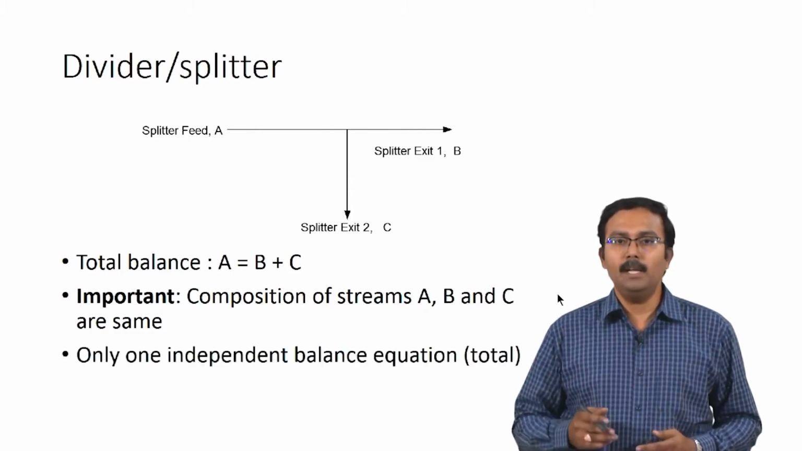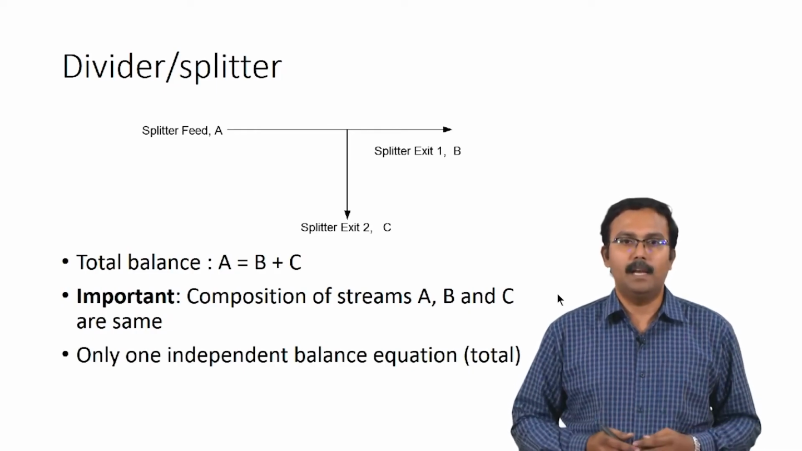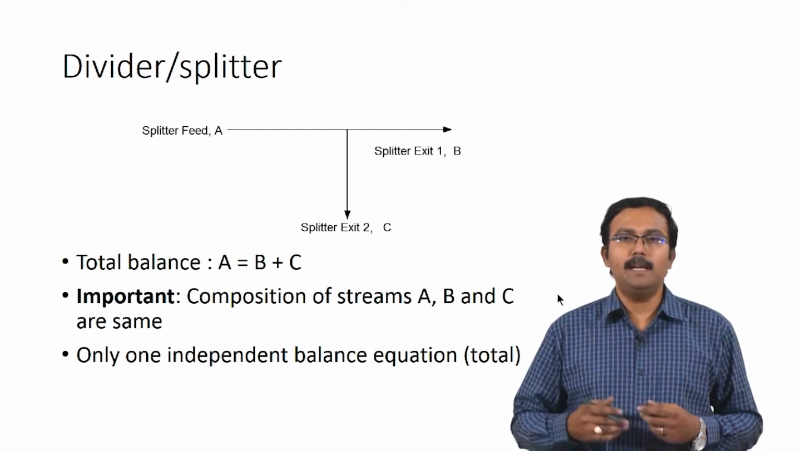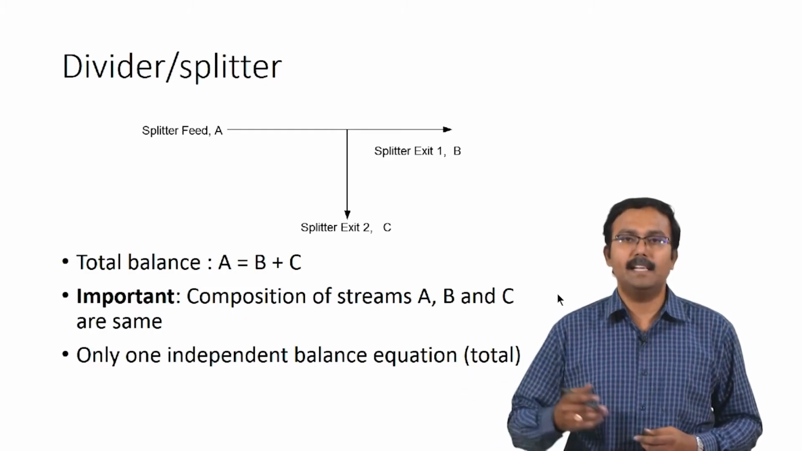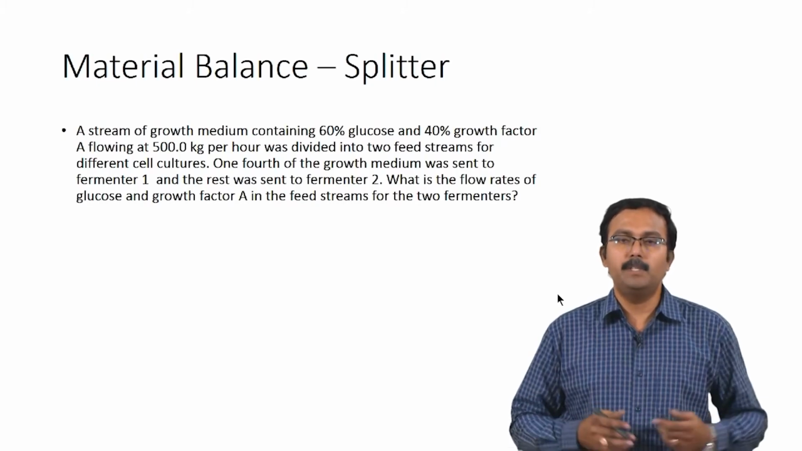Because of this, only one independent balance equation can be written, which is the total balance equation. If you were to write the component balance equations, they would be dependent on the total balance, as all the concentrations will be the same and get cancelled off. Now let us try and solve a simple example problem which illustrates this.